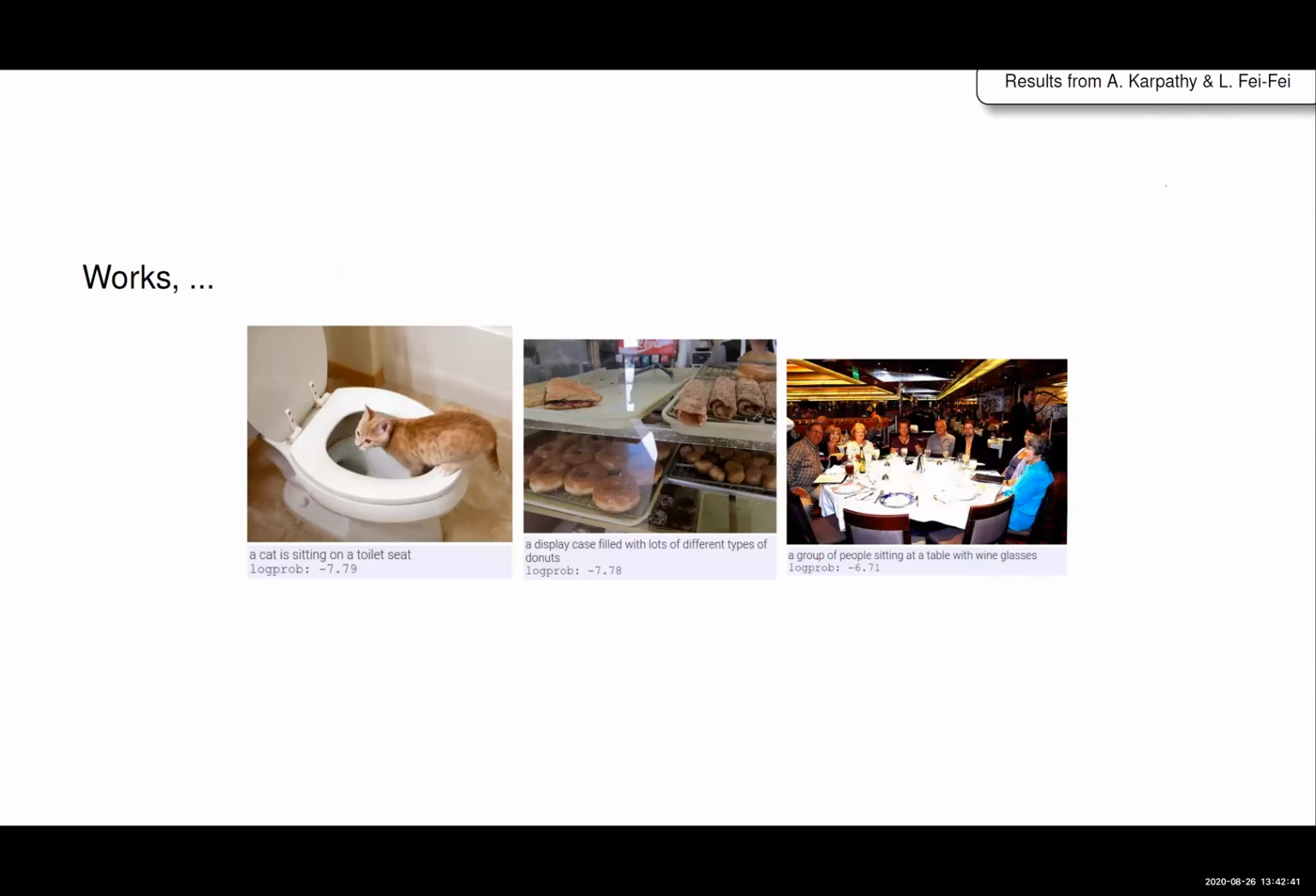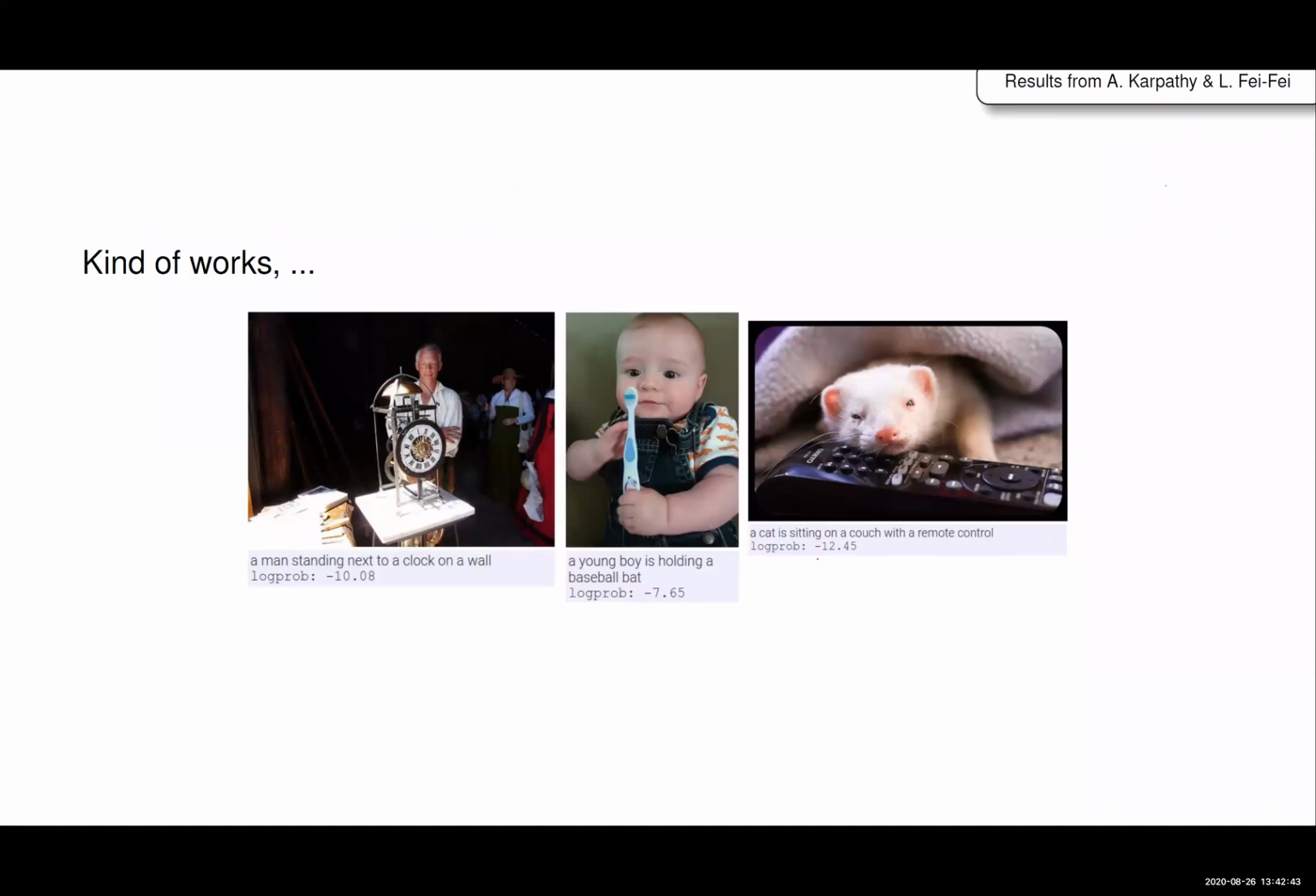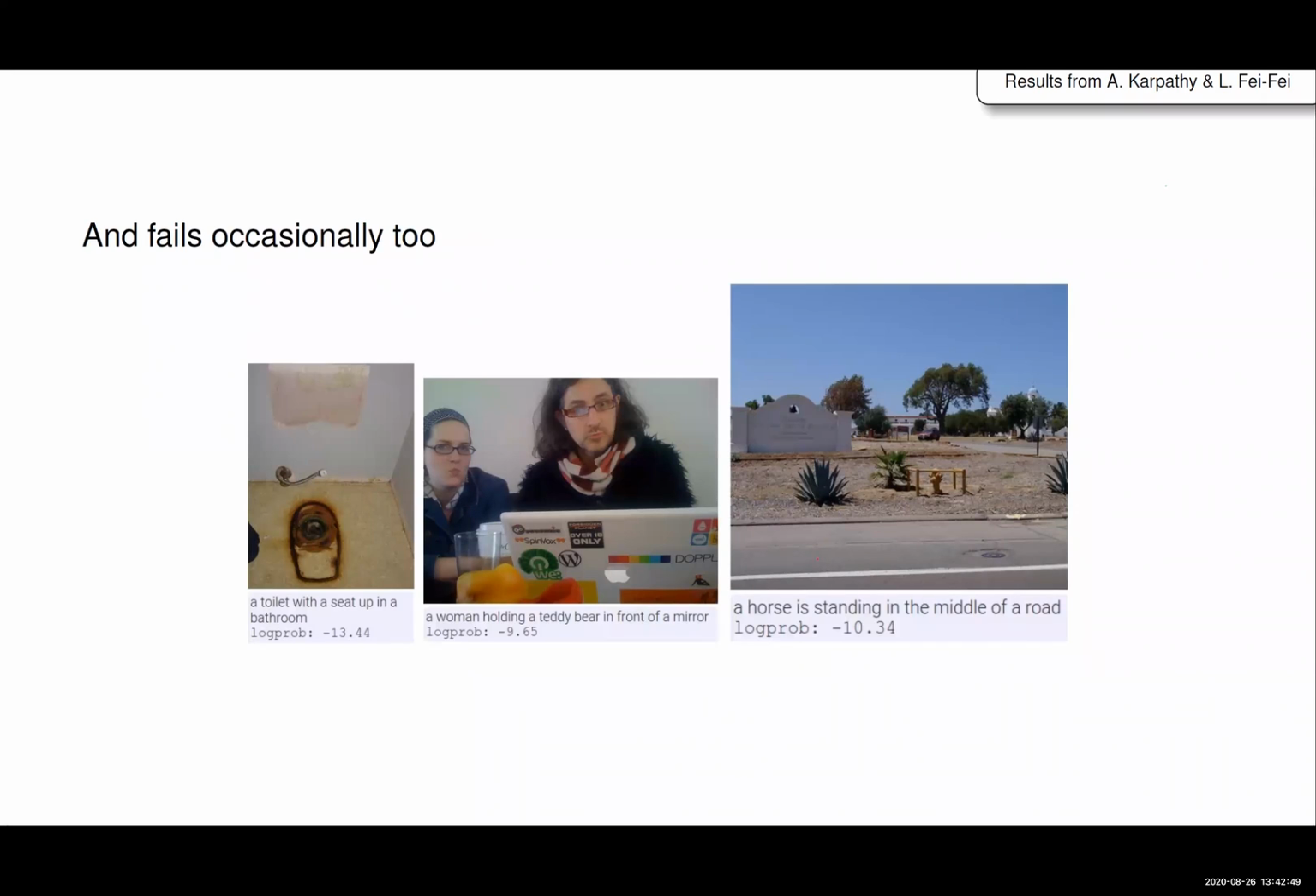There are other cases where it works well. The slides will be up online, so you can look at some of these in detail. But there are also lots of cases where the models can fail quite badly. So for instance, the image on the right is being predicted as a horse standing in the middle of a road, I believe. Middle of a road, whereas there's no horse in the picture. So we'll talk a bit about when even highly sophisticated models can fail and why that happens.